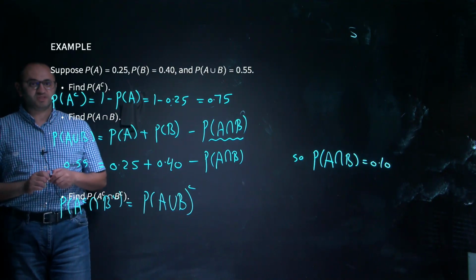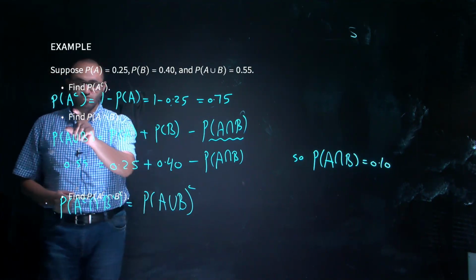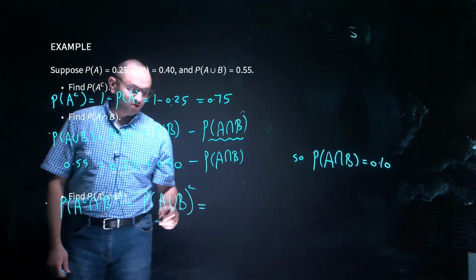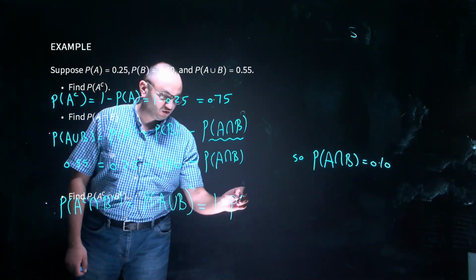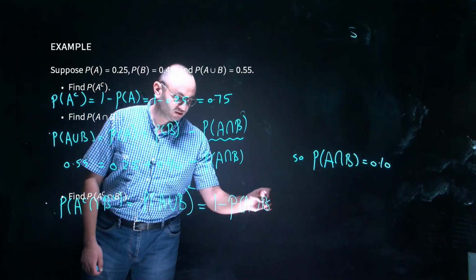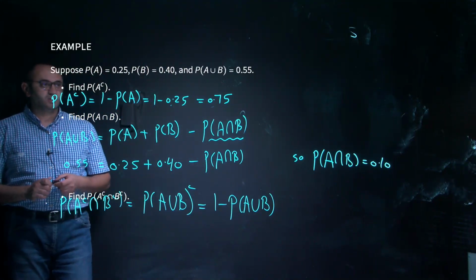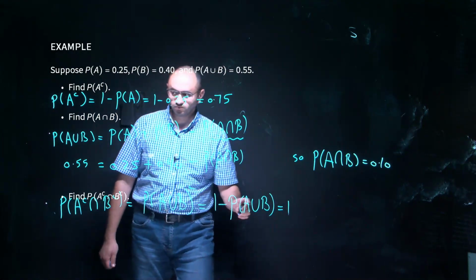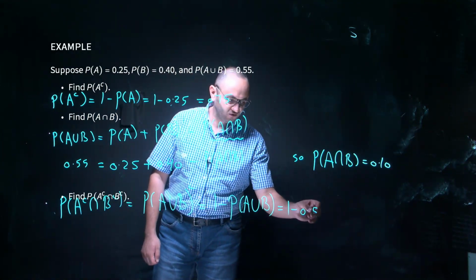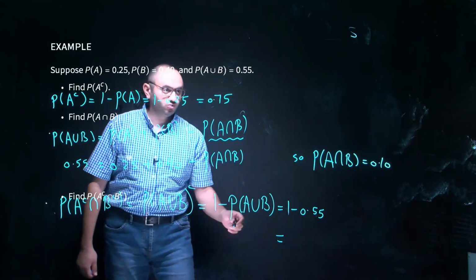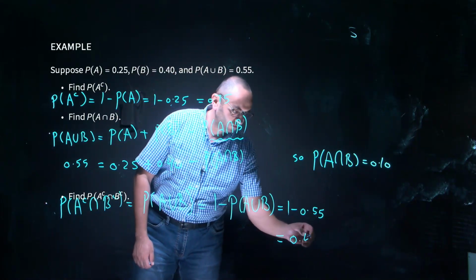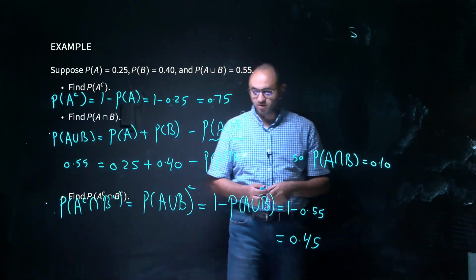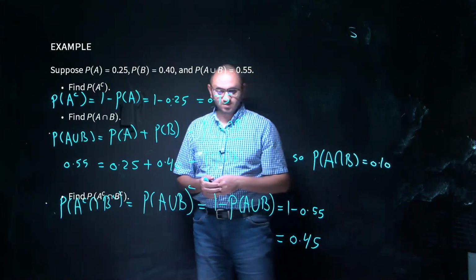So today we discussed the complement rule, and we use it here. The probability of the complement of the event equals 1 minus the probability of the event with no complement. So 1 minus probability A union B. This probability is given, which is 0.55. So the answer is 0.45 or 45%. All right, so I hope this is clear, and thank you very much for watching.